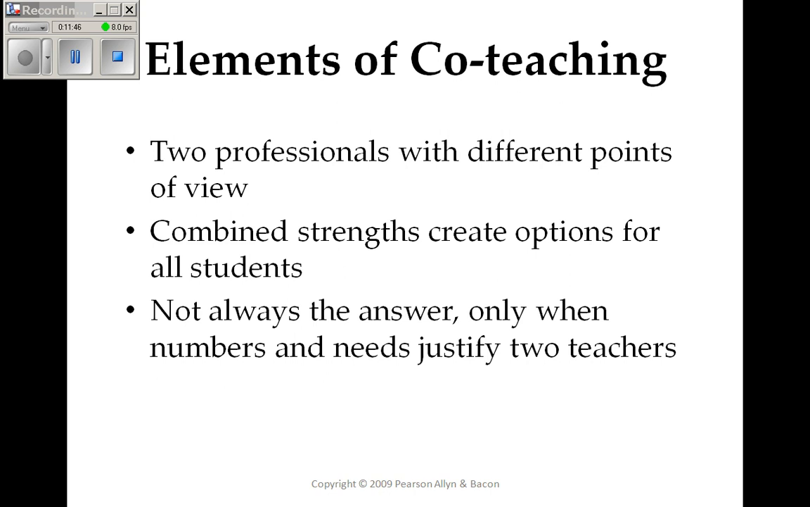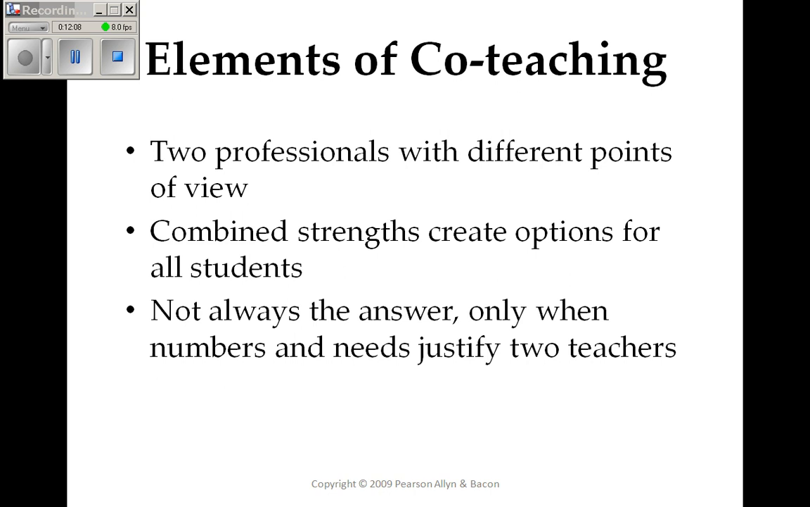You may have somebody that's very creative and maybe somebody who takes things very literally, very logically, and they want to do things this way, and having that creative person opens up the door for some of the students that would really benefit from that type of instruction, and vice versa.